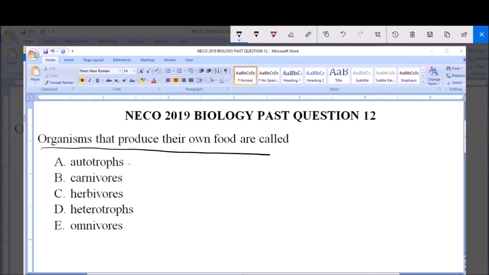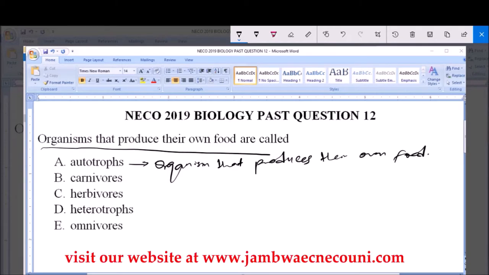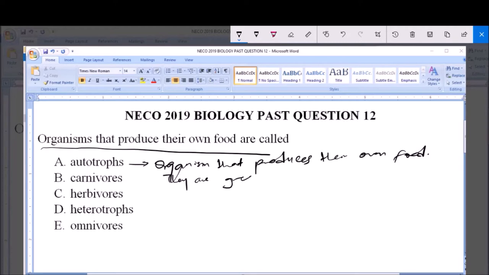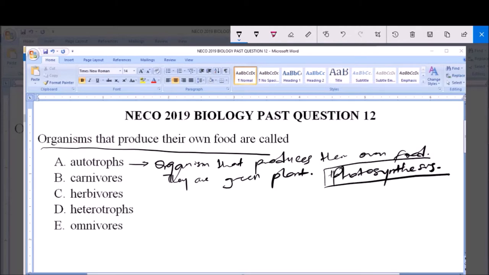Now option A says autotrophs. This word autotroph simply means what? Autotrophs are organisms that produce their own food. We call these organisms autotrophs because they have the ability to produce their own food. And these organisms are actually what? They are green plants. They use sunlight, water, and chlorophyll to produce their food through a process known as photosynthesis. And that is why we say they are autotrophs, because they have the ability to produce their own food through photosynthesis.